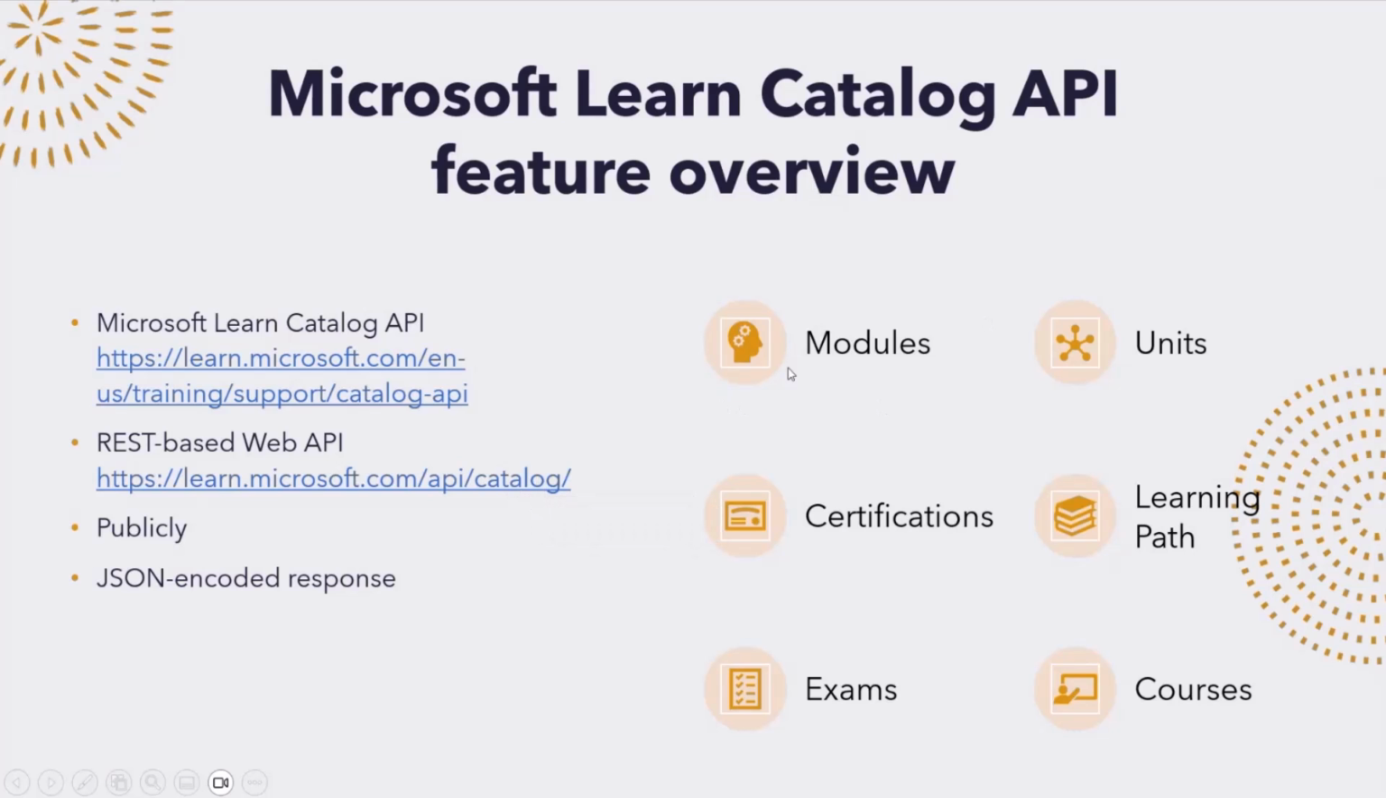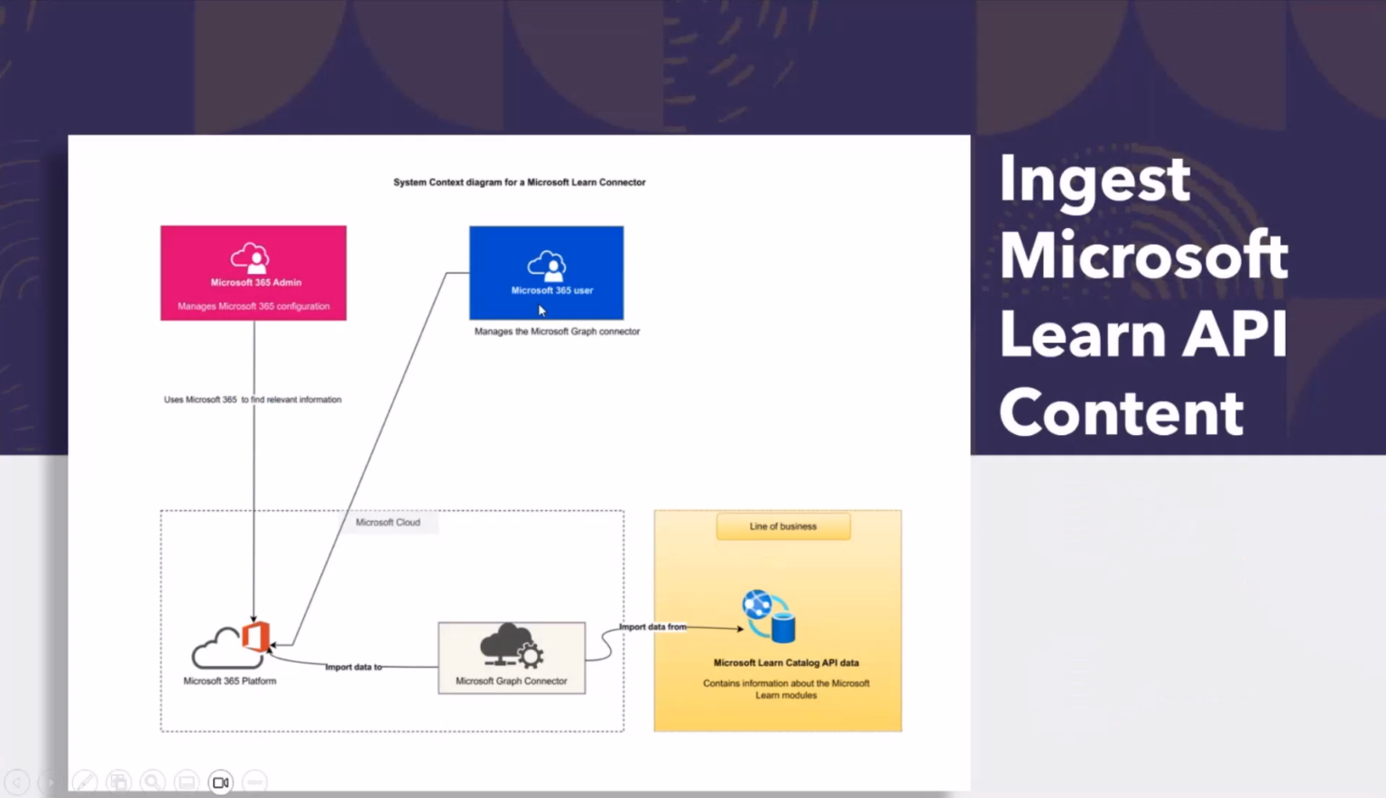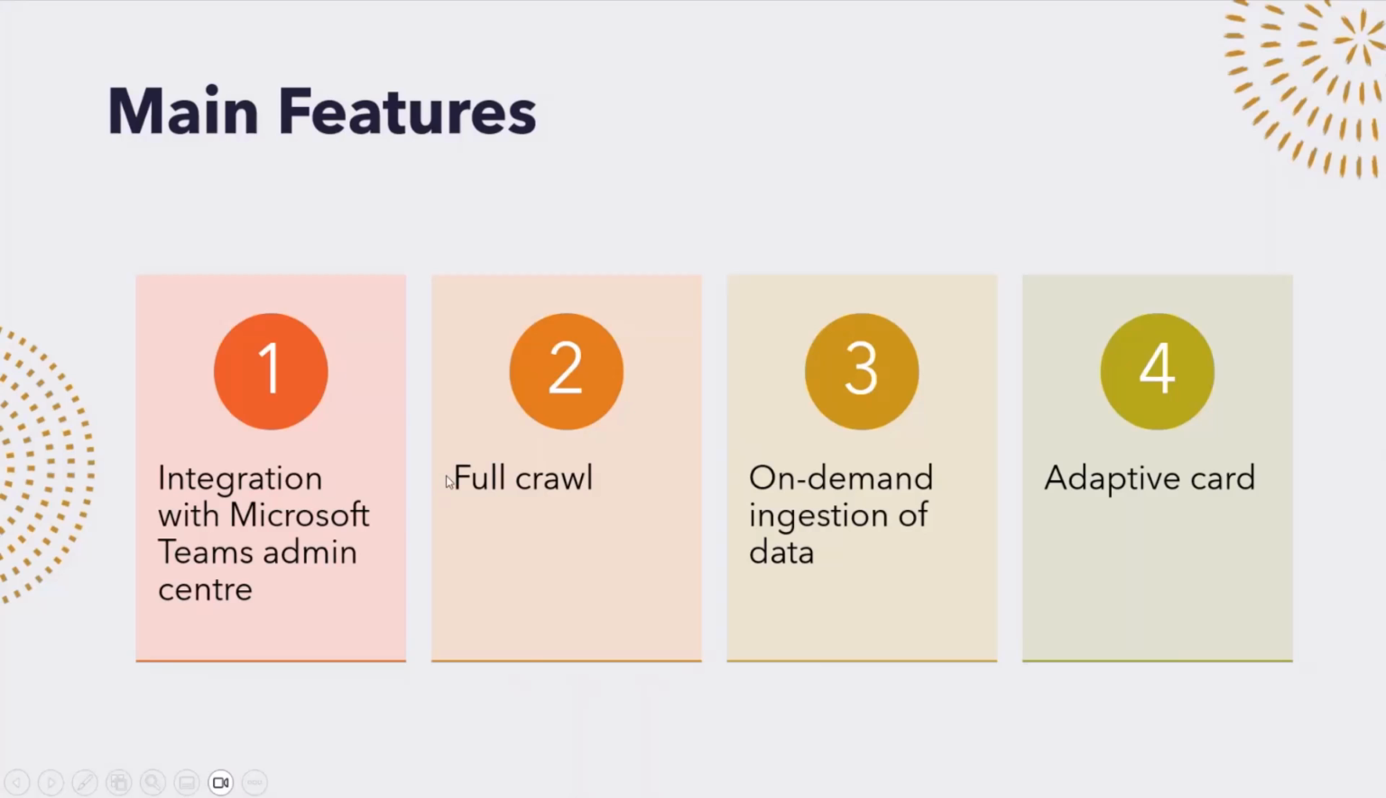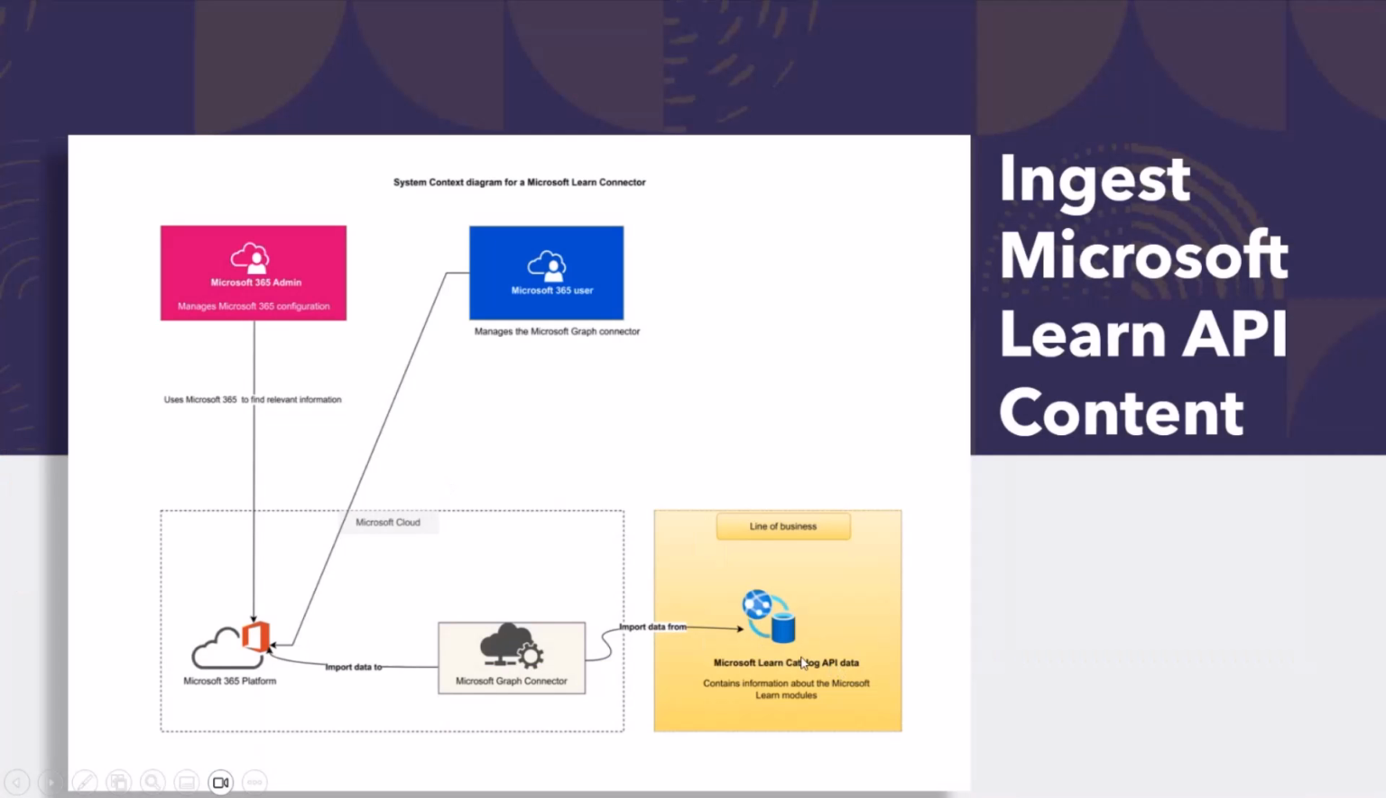This one is the same. It is publicly available, so you don't have any key or whatsoever. So it's a good API to play around with for your demo purposes. So what we're doing today, in terms of the demo, is that I have created a Microsoft Graph connector to bring the data from the Microsoft Learn Catalog API and ingest it into Microsoft 365.